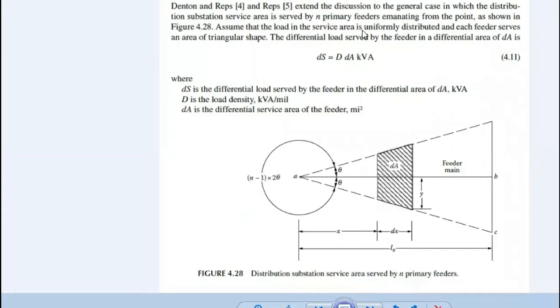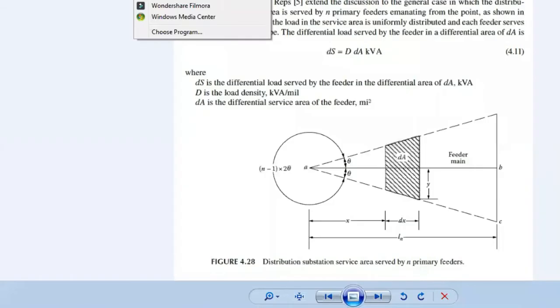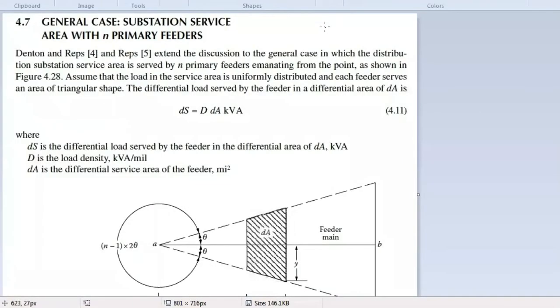General case: substation service area with n primary feeders. So we have discussed the substation service area in square shaped and hexagonal shaped areas, but we didn't discuss the n primary feeders. The n primary feeder case is a general phenomenon. If we consider the square shaped, then we have 4. For hexagonally shaped, the number of feeders will be substituted here and you will get the same answer. Whatever you get in the square shaped and hexagonal shaped service areas can be derived from this substation service area with n primary feeders.